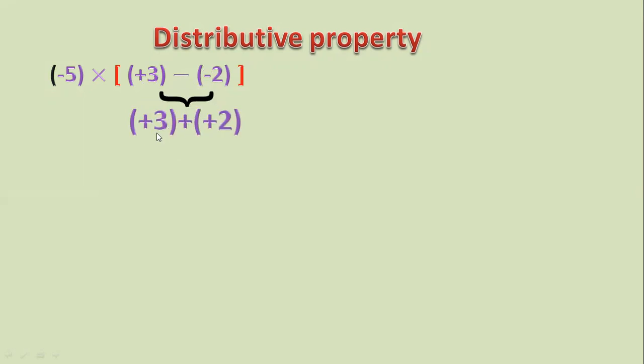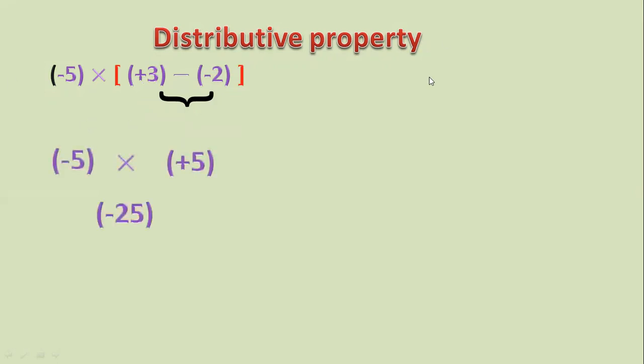Minus changes to plus. So that is plus 5 into minus 5. That is minus 25. This can be done in another way, like this. Minus 5 into plus 3 minus 5 into minus 2.